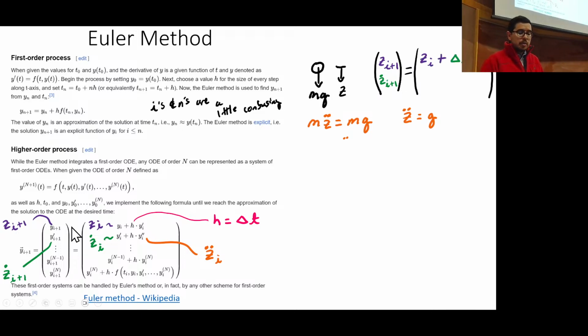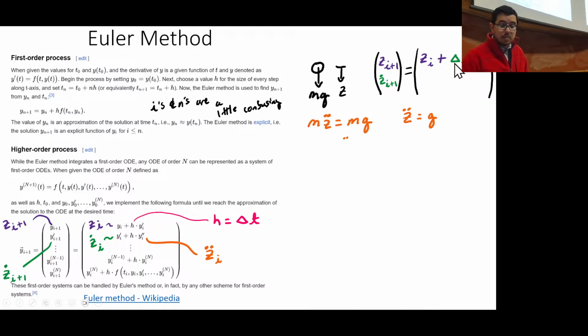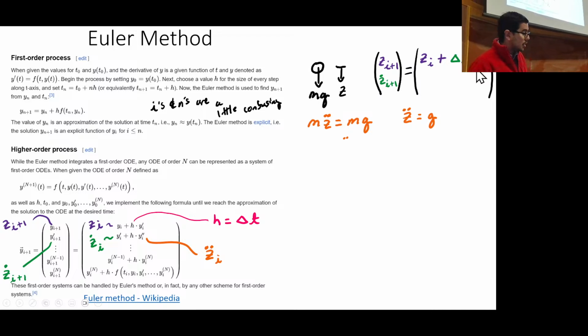Here, we're not going to go to more derivatives. Okay, we're just going to keep track of the position and the velocity. So we have just these two rows here, and the top row is going to be talking about the position in the next time step based on the position in the current time step, plus delta t times z dot.